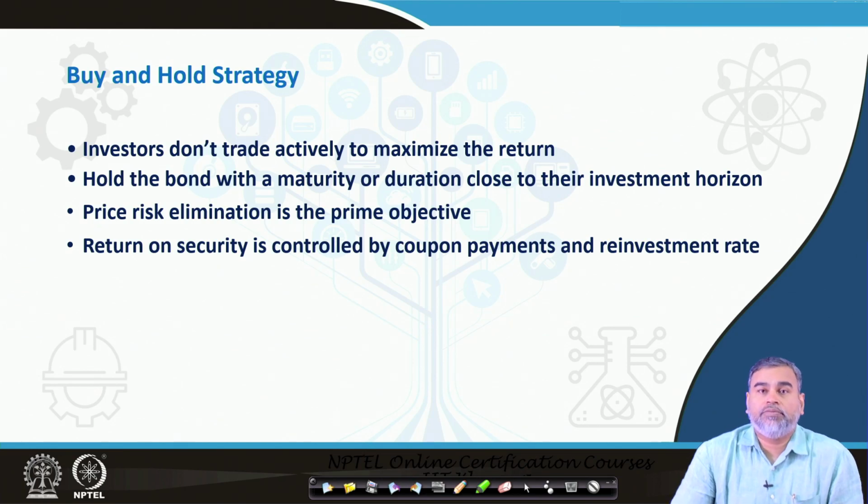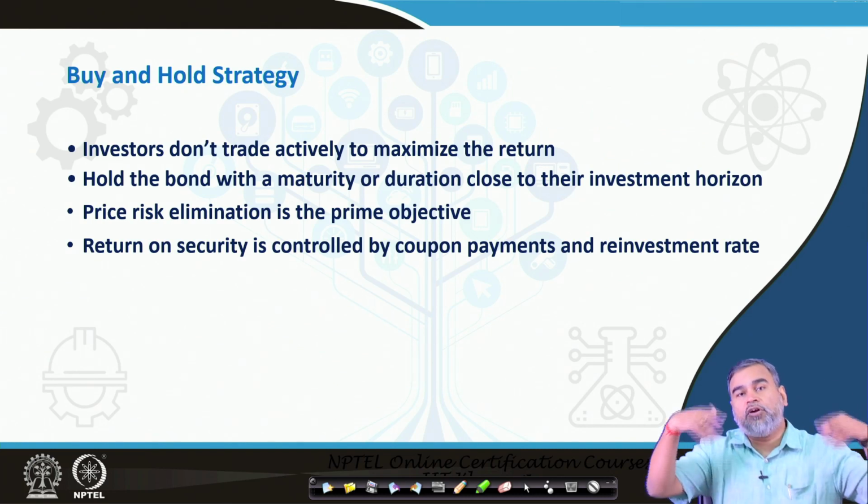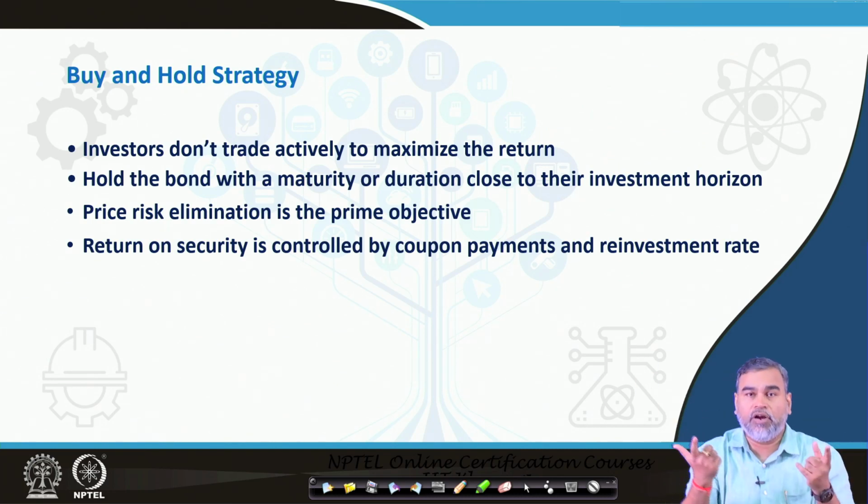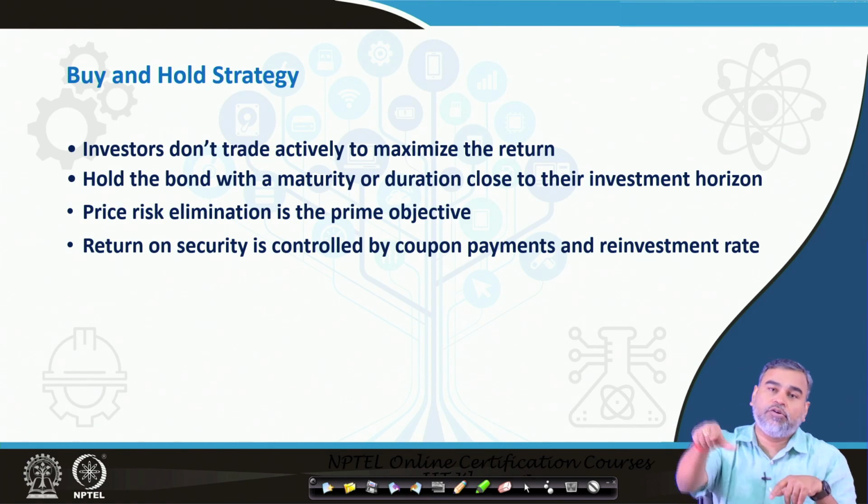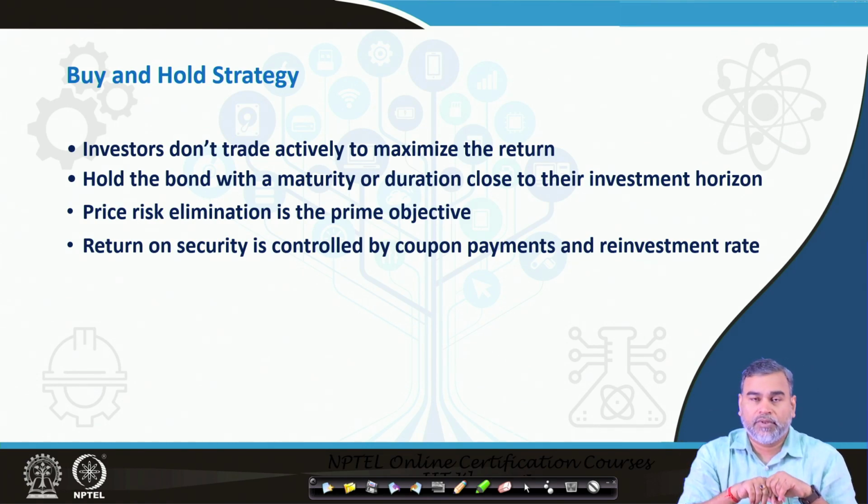So, the basic objective of the buy and hold strategy is elimination of the price risk. If you are holding that bond up to the maturity, and you are holding it up to the maturity because that is your investment horizon period, then in between you do not have to play with that particular bond, you do not have to take any other positions with respect to it. Then you are not exposed to any kind of price risk due to the fluctuations in the interest rates in the market.